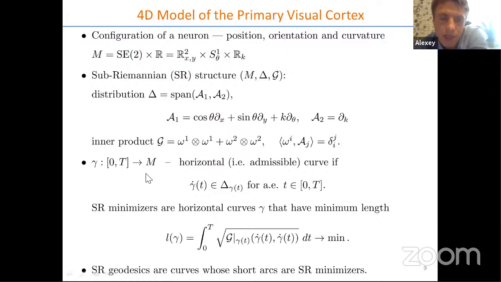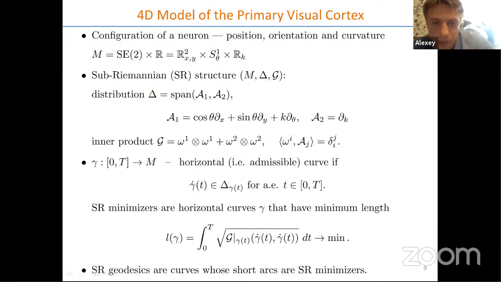The curve gamma from 0 to t to M is called horizontal if its tangent vector belongs to the distribution delta for almost every t. Then sub-Riemannian minimizers are horizontal curves that have minimal length. The length here is defined in the standard way. It is the integral of the norm of the velocity vector. And sub-Riemannian geodesics are curves whose sufficiently short arcs are sub-Riemannian minimizers.